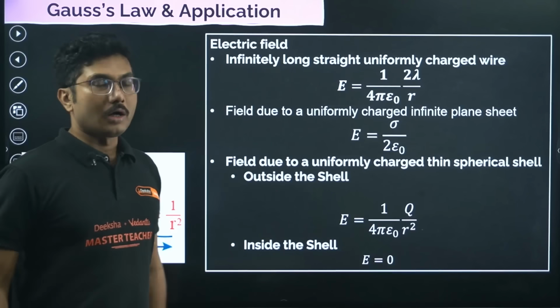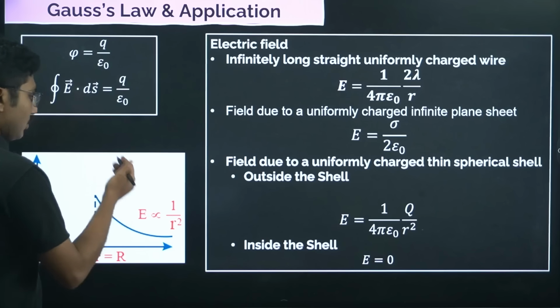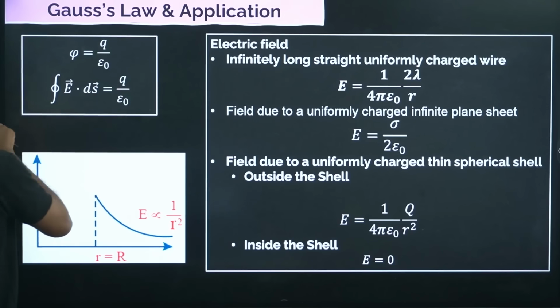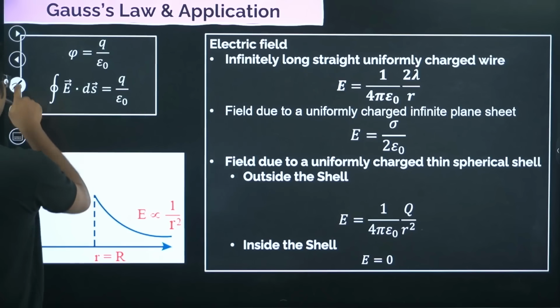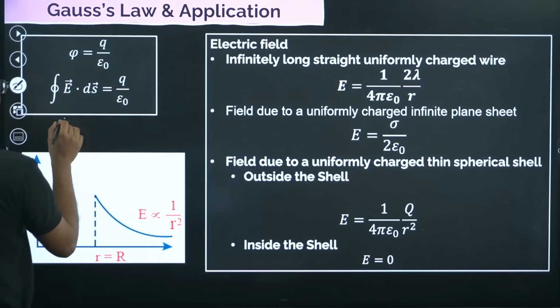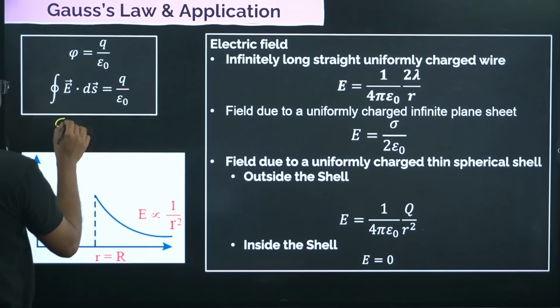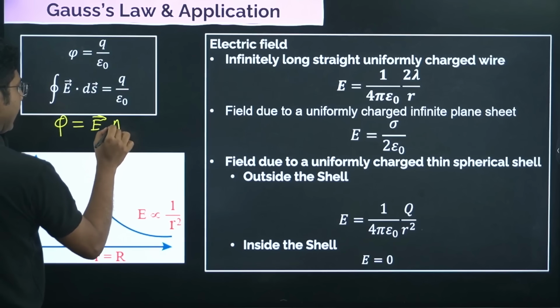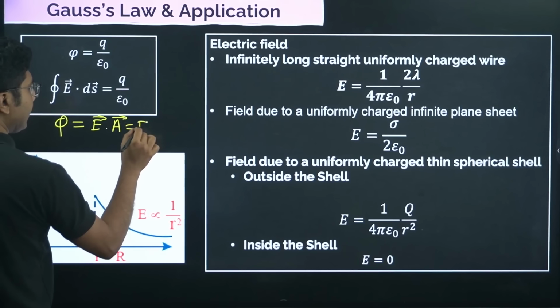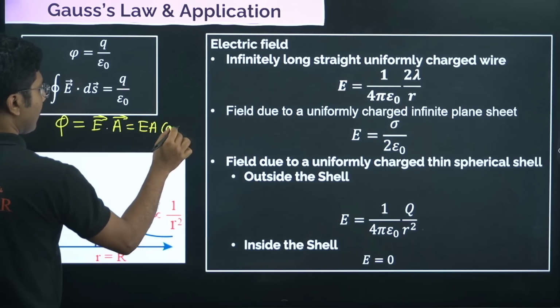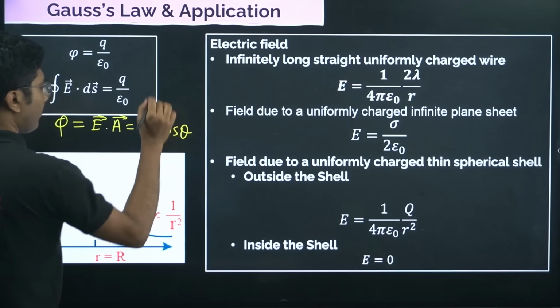Okay, now Gauss's theorem is given by phi is equal to q by epsilon naught, and the integral of E dot ds equals q by epsilon naught as well. You should also mention one important thing over here, that in Gauss's law, the flux is given by E dot A, or sometimes EA cos theta. Okay, so this is something that you also have to remember.